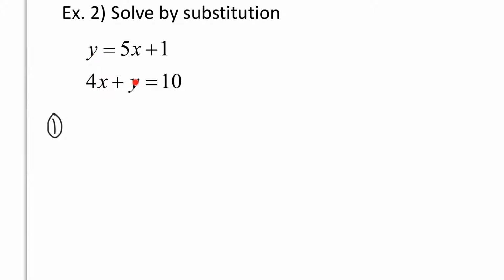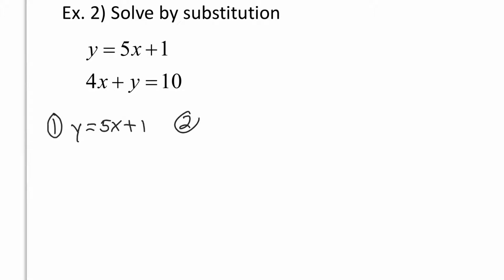This y has a 1, this y has a 1. But guess what? This y is already isolated. It has y by itself. So for step number 1, I can use this equation. You always want to look for the variable that's by itself and that has a coefficient of 1. So I'm going to use y equals 5x plus 1.